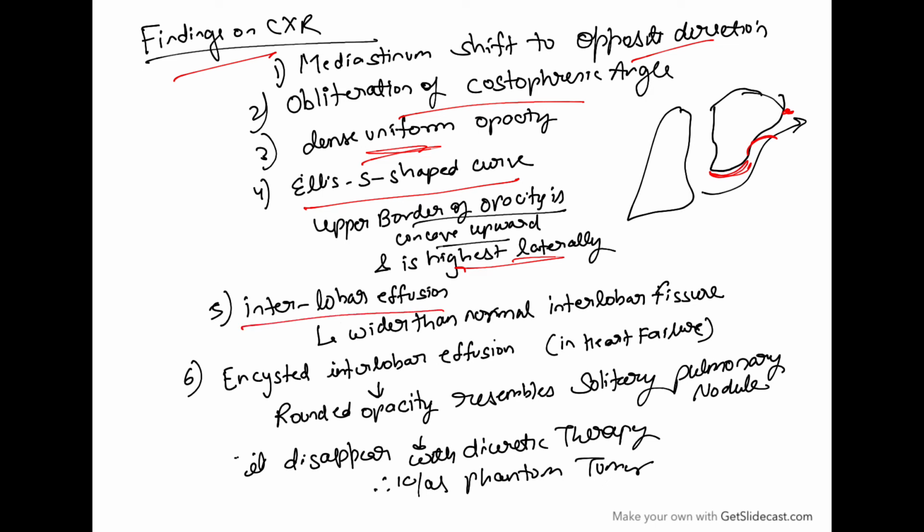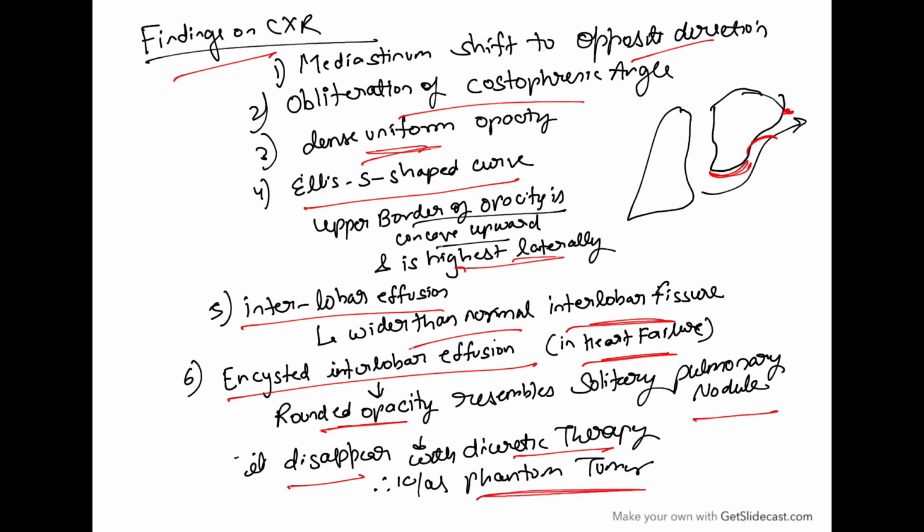Then in interlobar effusion, we can see the interlobar fissure is wider than normal. And if it is an encysted interlobar effusion, as in the case of heart failure, then there is a rounded opacity which will resemble a solitary pulmonary nodule. And now if you give diuretic therapy, it will disappear. So this is known as the phantom tumor.